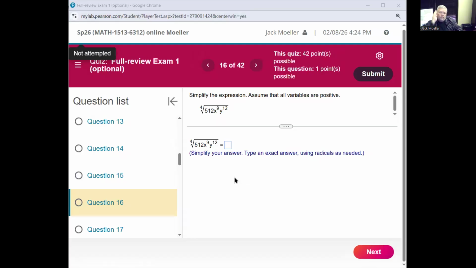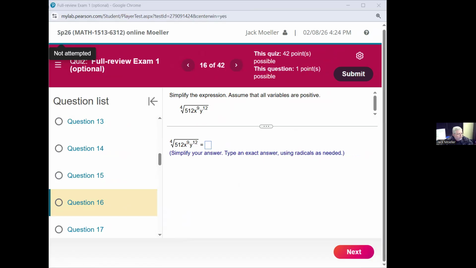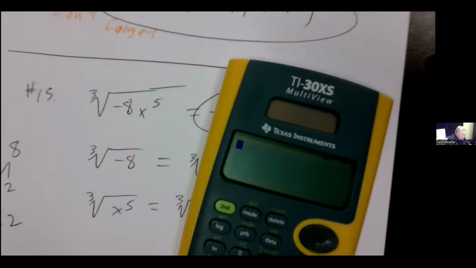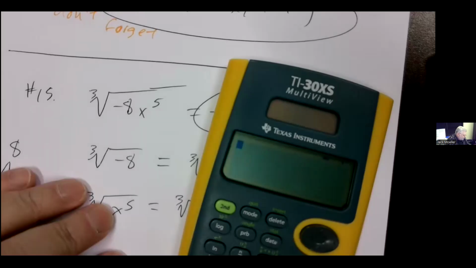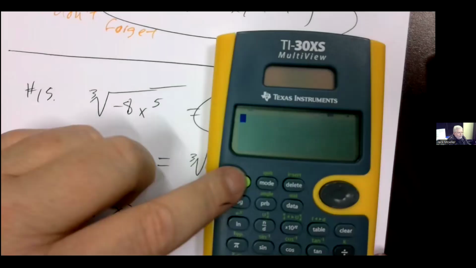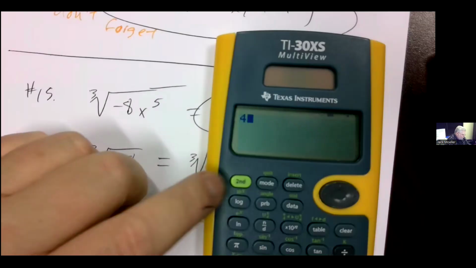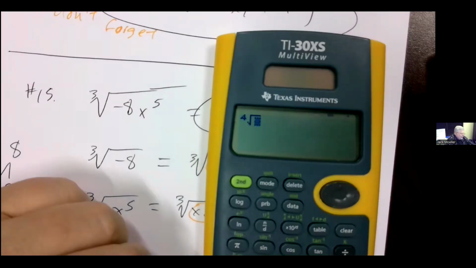Here. So you have the 4th root of 512, x to the 9th, y to the 12th. So this is where, again, make sure that you can use your calculator. It is part of what you can have for this. Whatever calculator you're using, make sure you know how to use it. The 4th root of 512. All right, so I'm getting a decimal number.